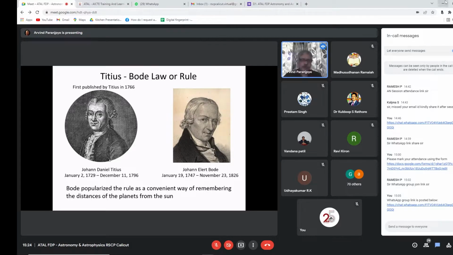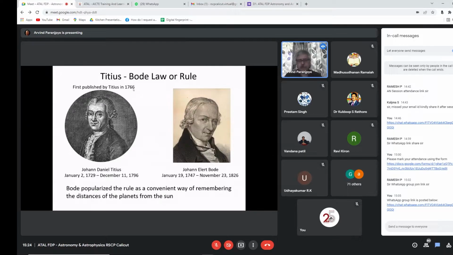And as I was telling you, it was a nice point in history where these things were done. Remember that it is 1766, and Galileo had pointed his telescope toward the sun more than 100 years ago.